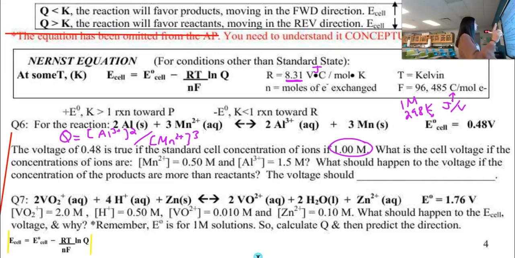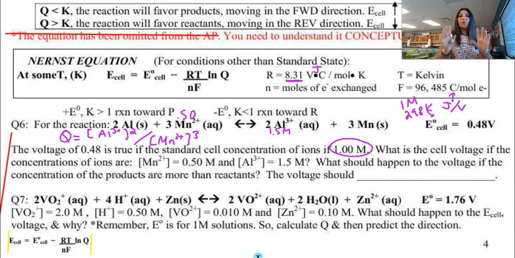Instead of being 1 molar, my aluminum concentration is going to go up to a 1.5 molar. So this is going to go to a 1.5 molar, and my Mn concentration is going to go down. From 1 molar, it's going to go down to a 0.50 molar. Well, similar to Le Chatelier's principle, if you have too much on your product side, your reaction is actually going to want to reverse. It's going to want to go backwards.